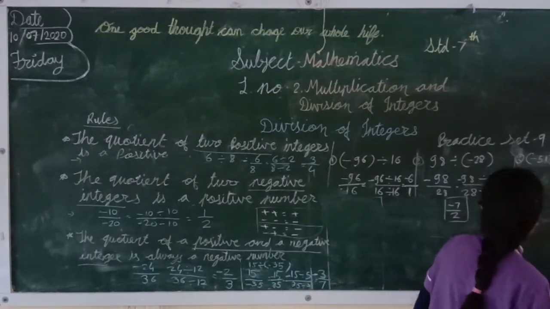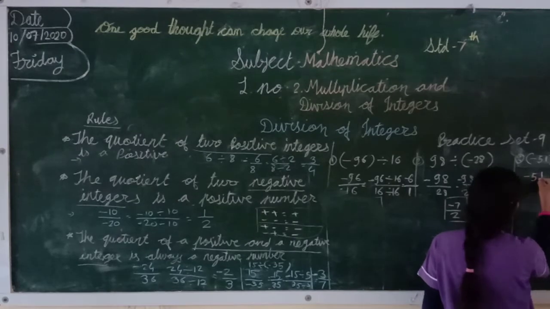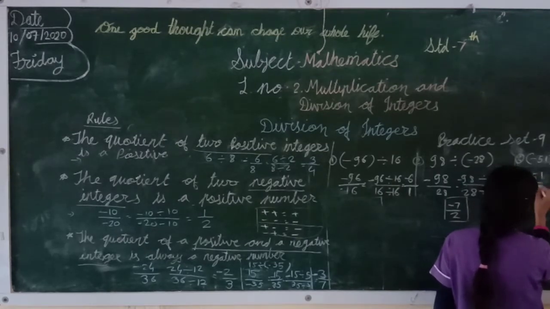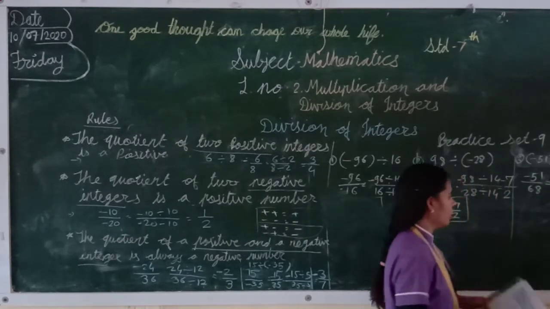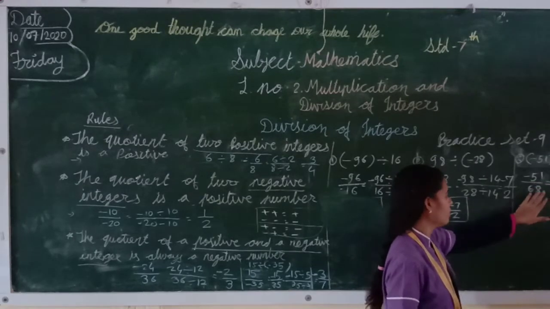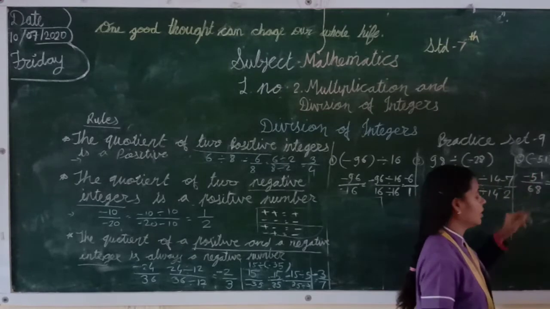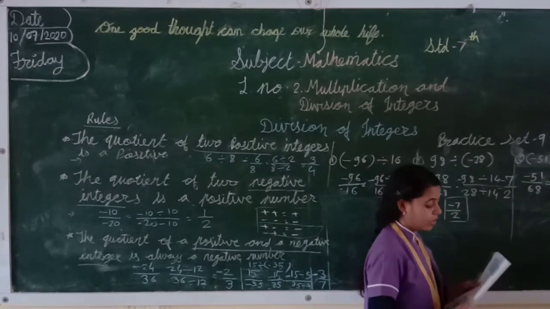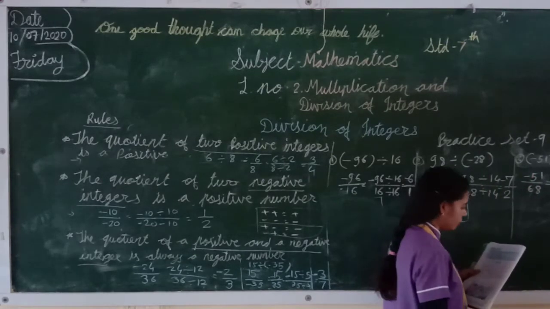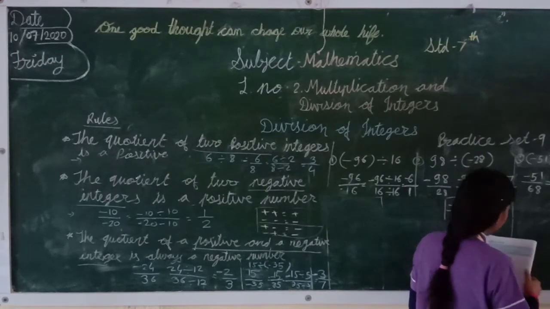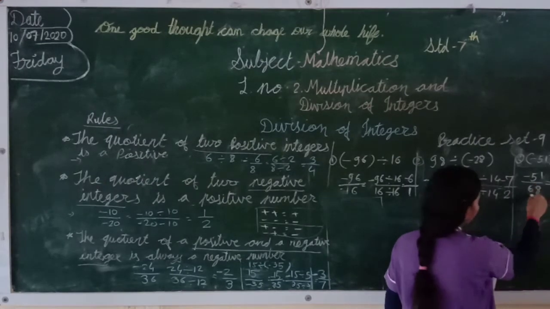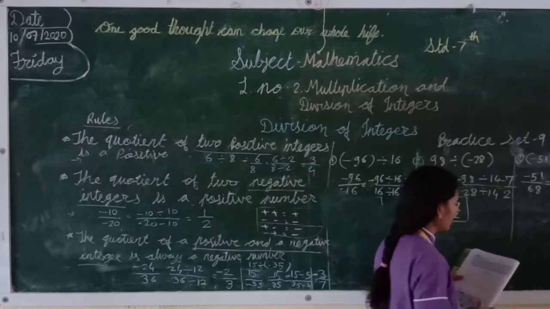Now next one, minus 51 divided by 68. How will we solve this? 51 and 68, both numbers come in which table? Okay, both numbers come in table 17.